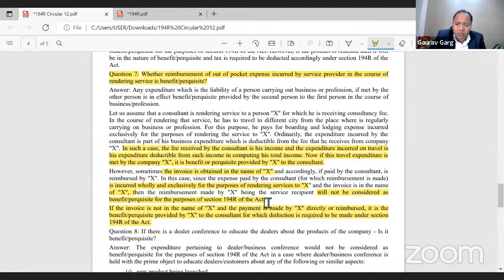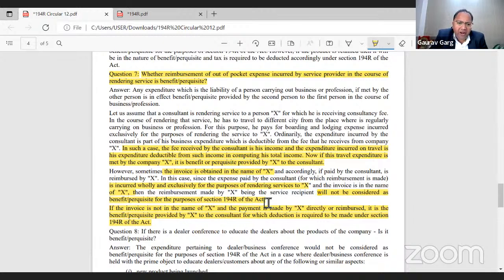But I agree with you. Yeah. But this question solves many problems actually. Most of the travel expenses and most of the hotel expenses incurred by the company on consultants will go out of the net of 194R by using this. We can ask the vendor to bill in the name of the company.